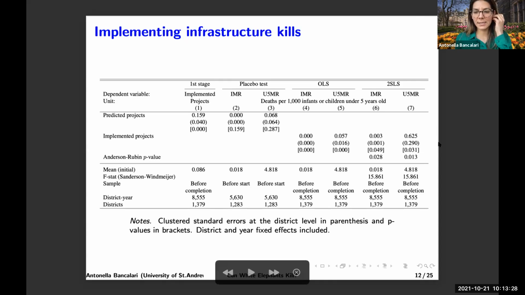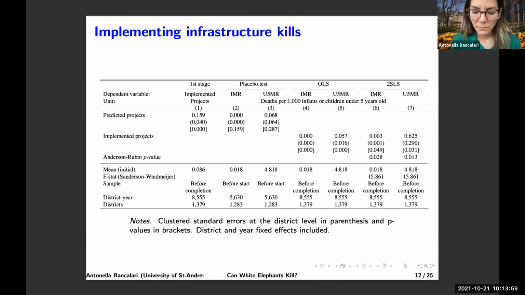And then columns 6 and 7 are going to show essentially the main result of the paper, which is that implemented projects can kill. So I find that for every additional implemented project per year, there's an increase in infant mortality rates by 0.003 deaths and by 0.625 under 5 deaths per 1,000 under 5 infants, which both of them translate into a 17% and 13% respectively over the initial means.